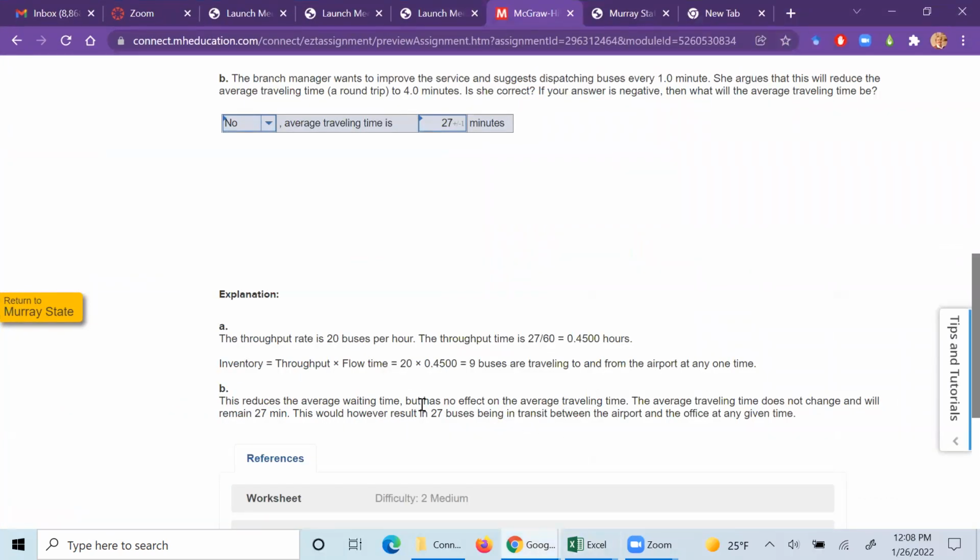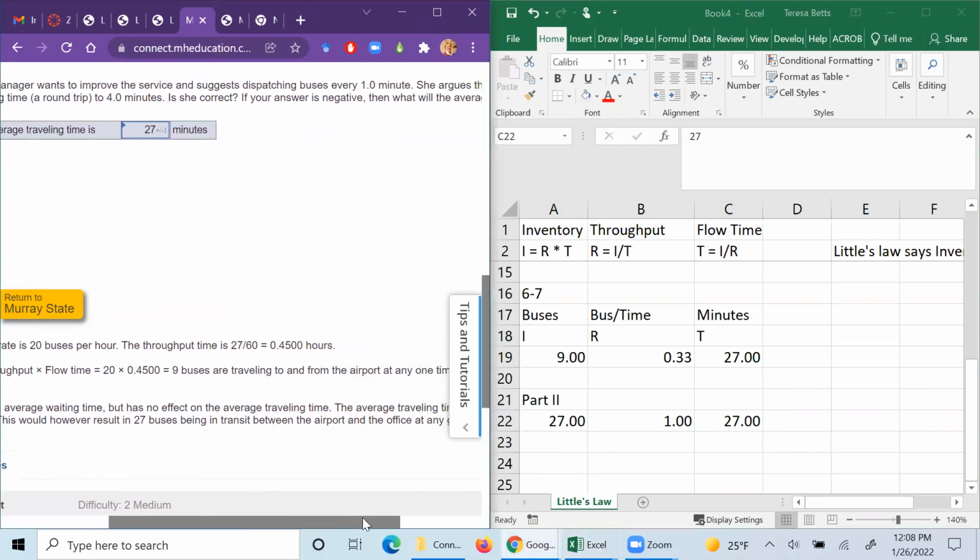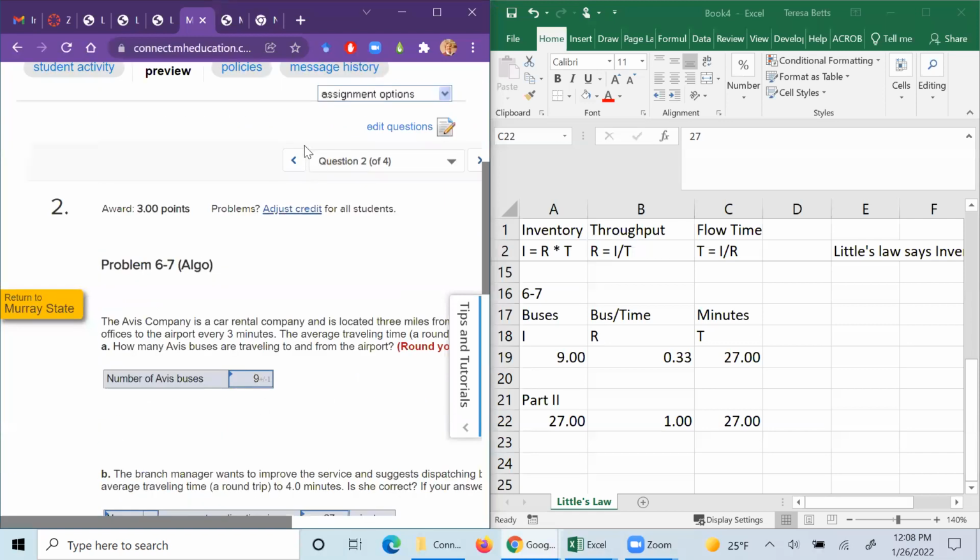This reduces the average waiting time, but has no effect on the average travel time. The average travel time does not change and will remain 27 minutes. This would, however, result in 27 buses being in transit between the airport and the office at any given time. So we have to be conscientious about what components of time we're talking about, right? The total travel time of a bus is still going to remain 27 minutes, but a passenger would only have to wait 1 minute. Okay, so let's go ahead and go on to the next problem.